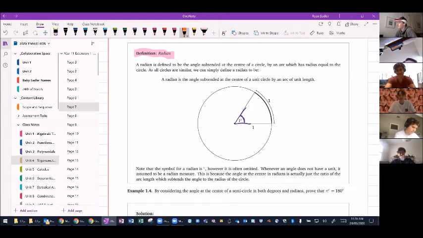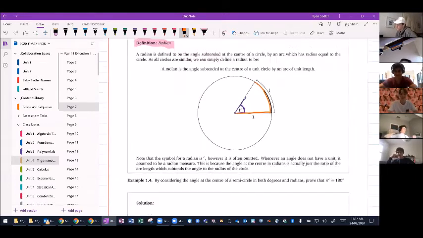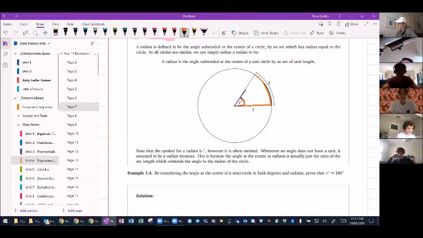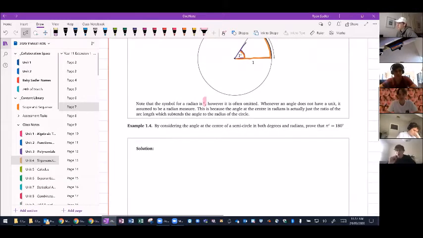So in other words, this arc length is the same as this radius. We just used 1 in this particular case. If the angle is subtended there and they're the same, then this rotation here will be 1 radian. We use a little superscript c as the symbol for radians, but to be honest, most things are considered to be in radians unless you say otherwise, so you don't really need that.